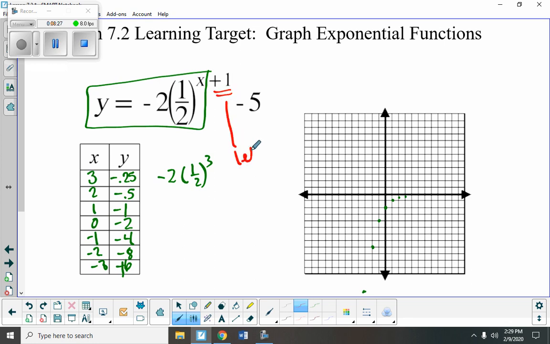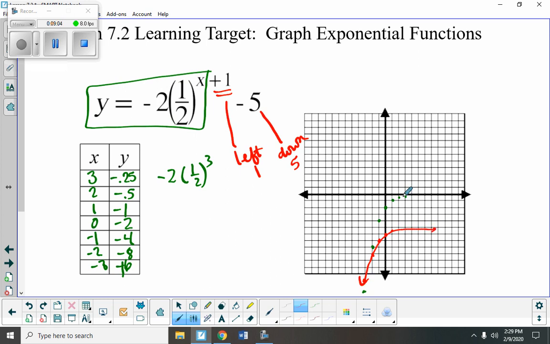All right, so those are the original points, and now we have a plus 1, which means we're going to go left 1, and then we have a minus 5, which means we're going to go down 5 with every point. So to the left 1 and down 5, to the left 1, down 5, to the left 1, down 5, to the left 1, down 1, 2, 3, 4, 5. And so it's going to look like this.